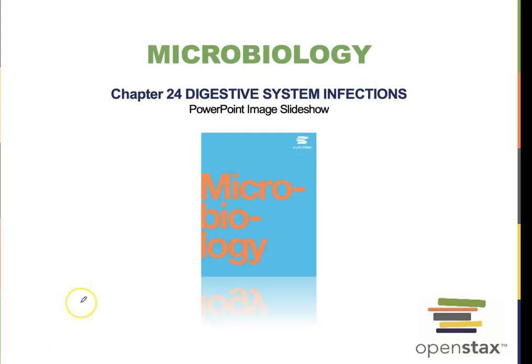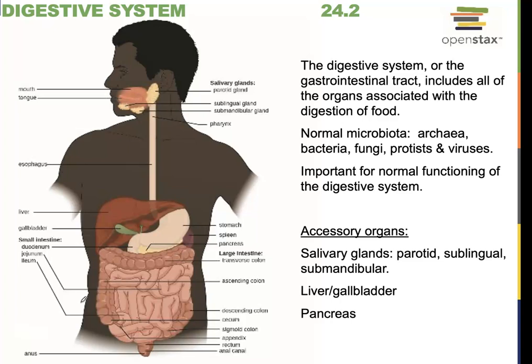Hi, this is chapter 24, the digestive system infections for microbiology. It's a really long one, so let's get started. We're going to start off with the digestive system anatomy.